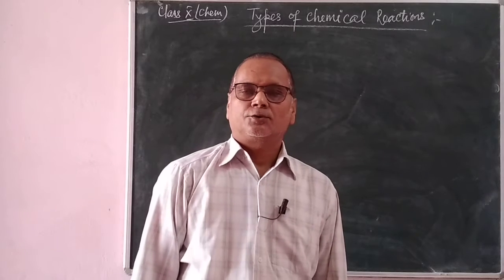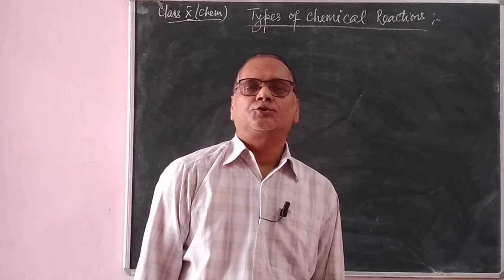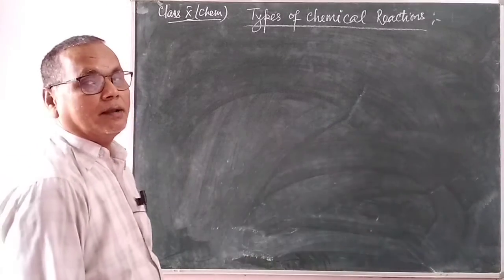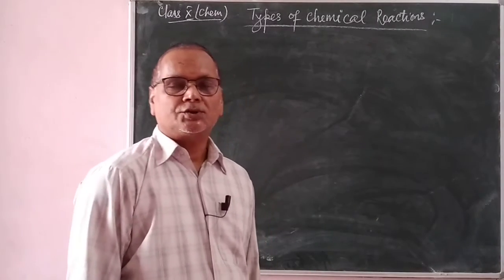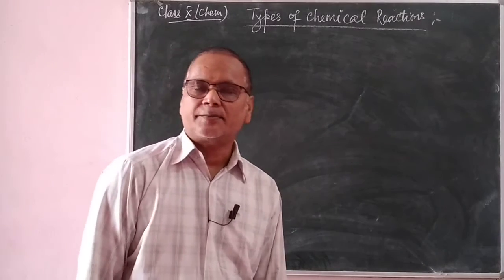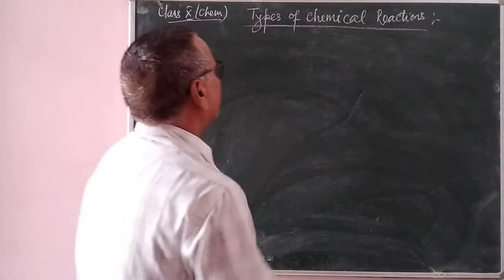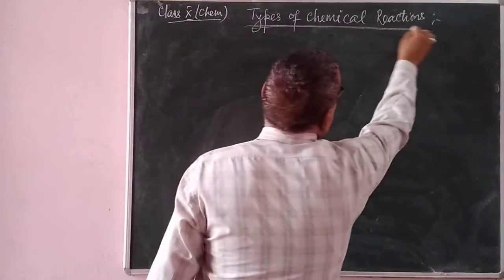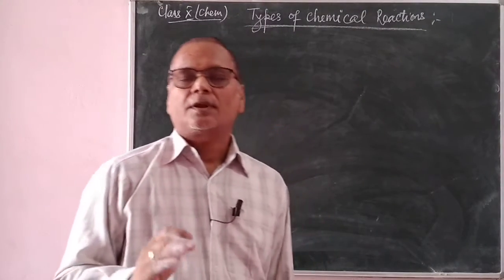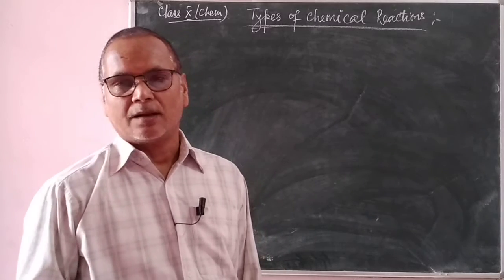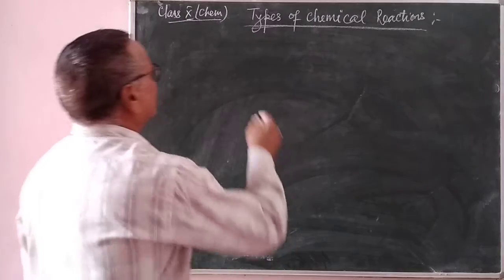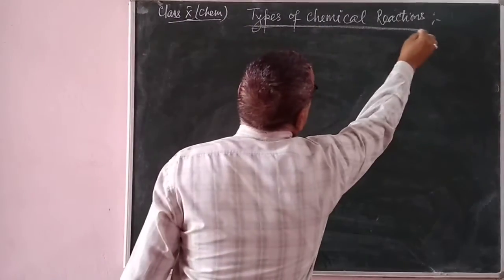Today I am going to explain the types of chemical reactions. This is the first chapter of class 10th. Before this I had explained most of the things. Now, the types of chemical reactions. We have studied chemical reactions, chemical equations and balancing of chemical equations.